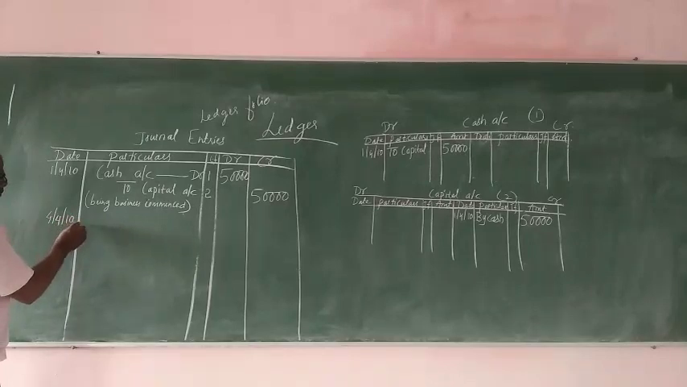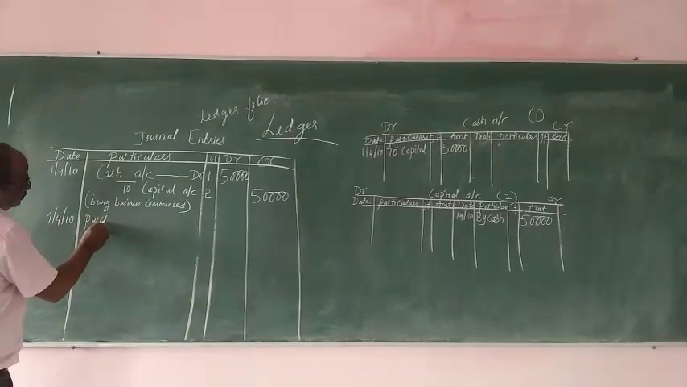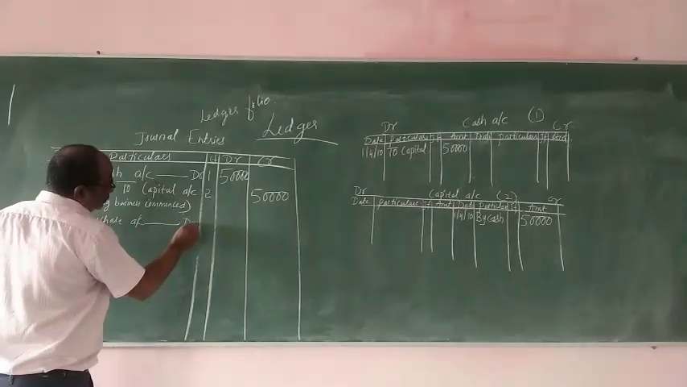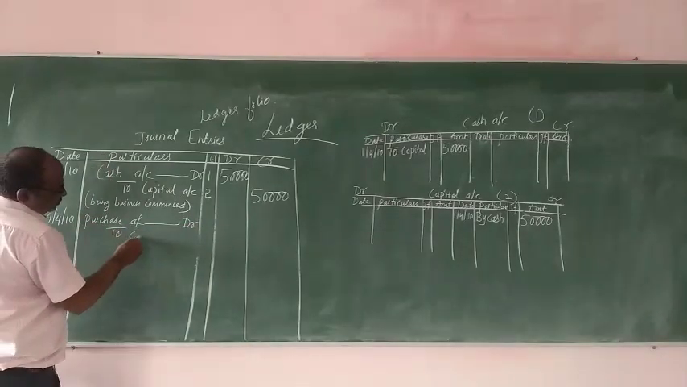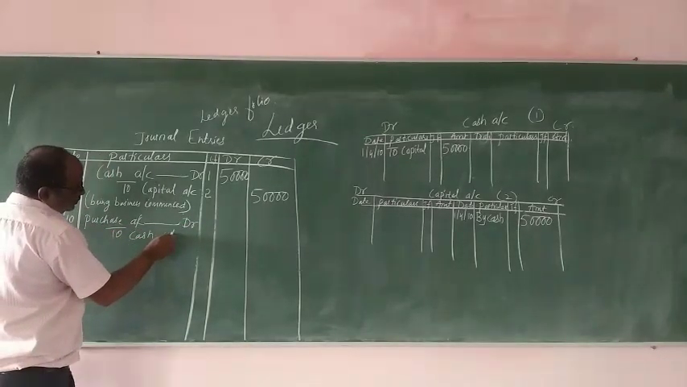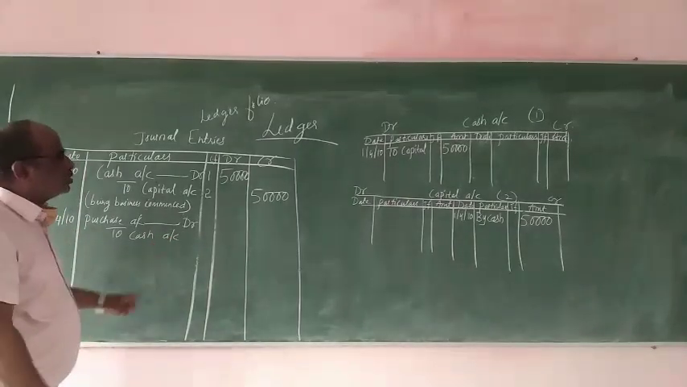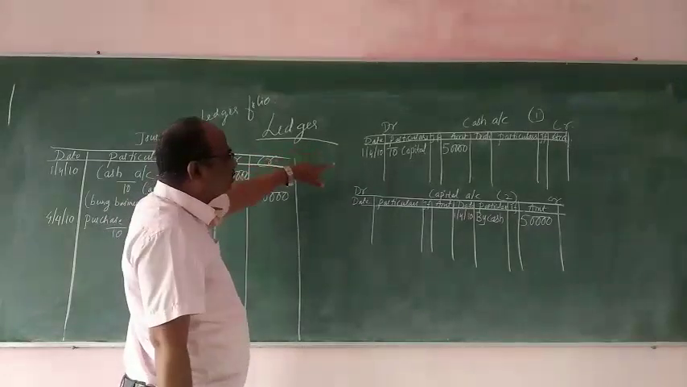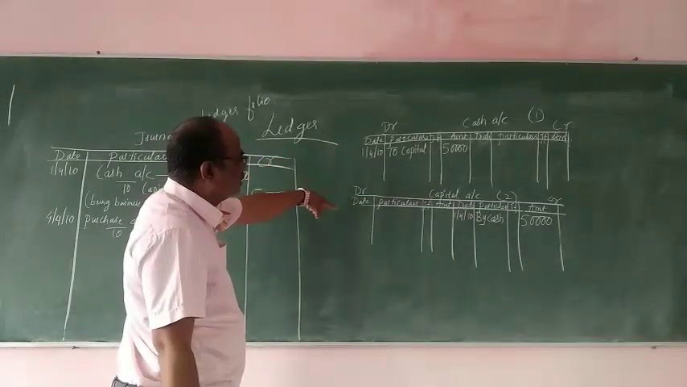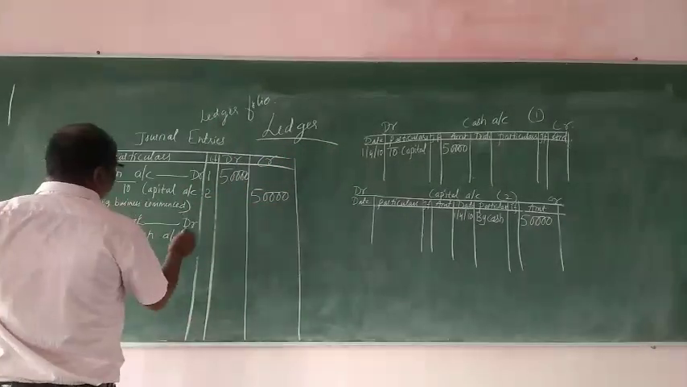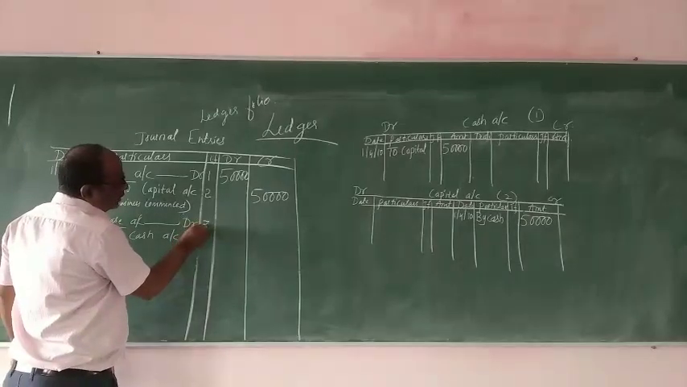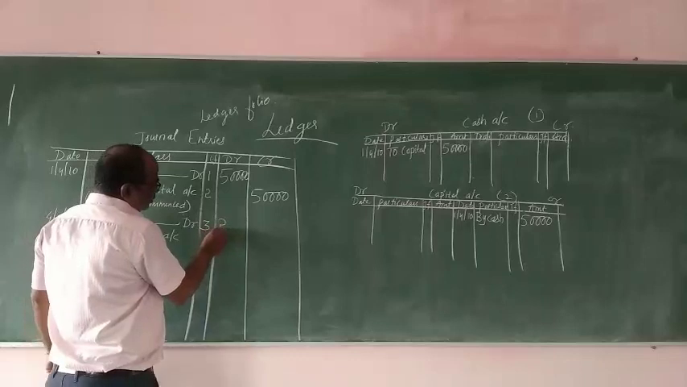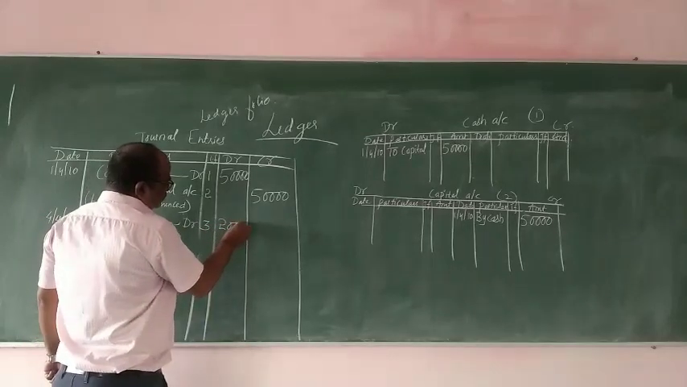4-4-2010, purchase account debit to cash account. Now, has the purchase account already appeared? No, there are only two accounts. One is cash, another is capital. So the purchase account is new. Allocate it a new page, number 3. How much? 20,000.